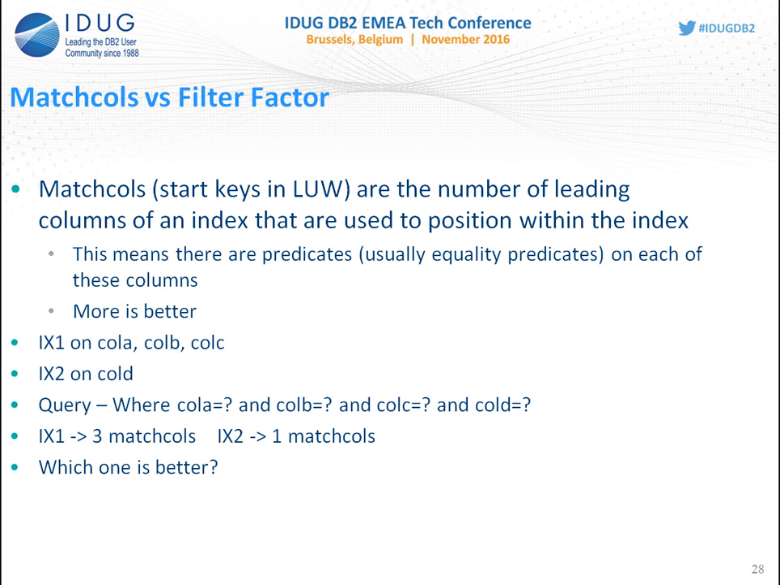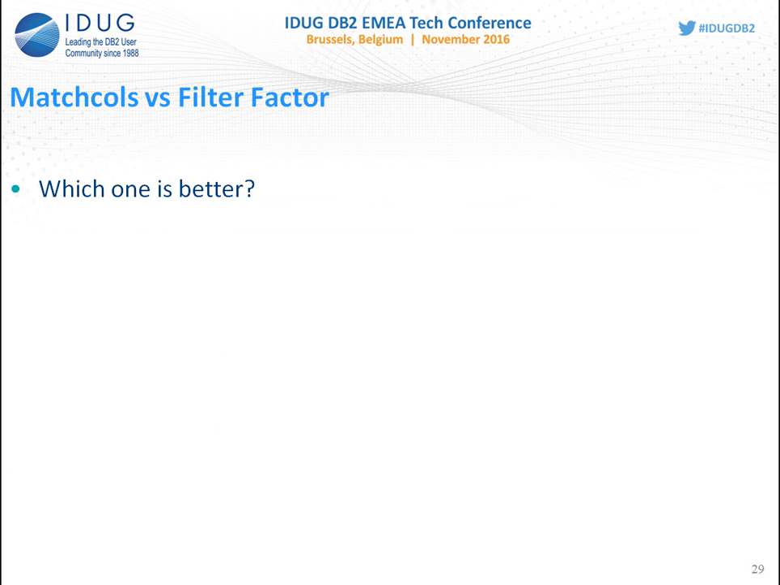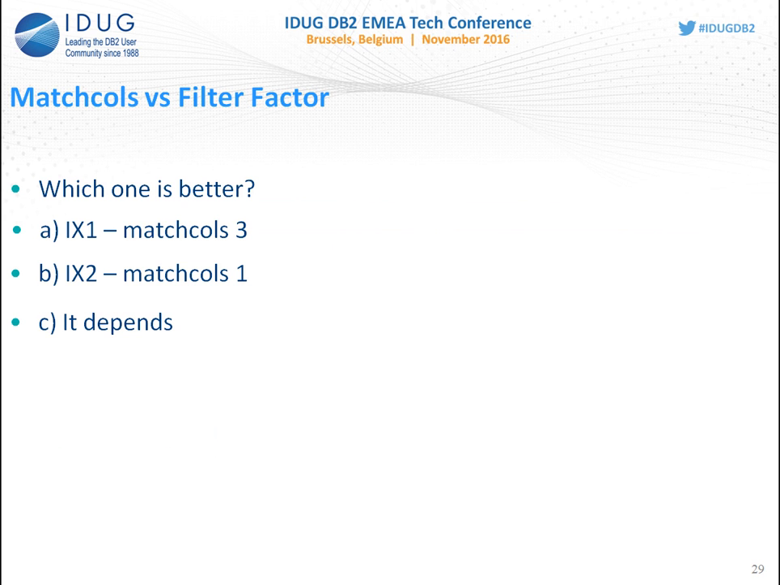As an example, we have index 1 on columns A, B, and C. Index 2 is on column D. And the query has an equal predicate on all 4 columns. Index 1 will give you 3 Matchcols. Index 2 will give you 1 Matchcol. Which one's better? Who thinks it's index 1? Depends on the filter factor. Who thinks it's index 2? And who thinks the answer is C? It depends. Okay.